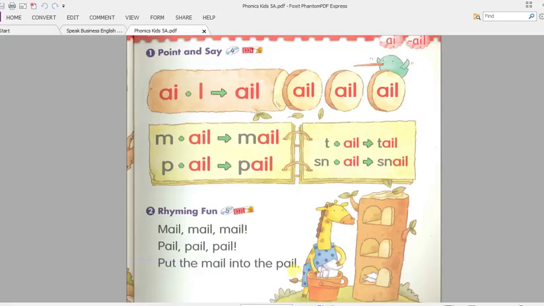So when you ask the question, where should we put the male, then your students might answer pale. So you have to correct the answer of your students: put the male into the pale. That's for level 1.